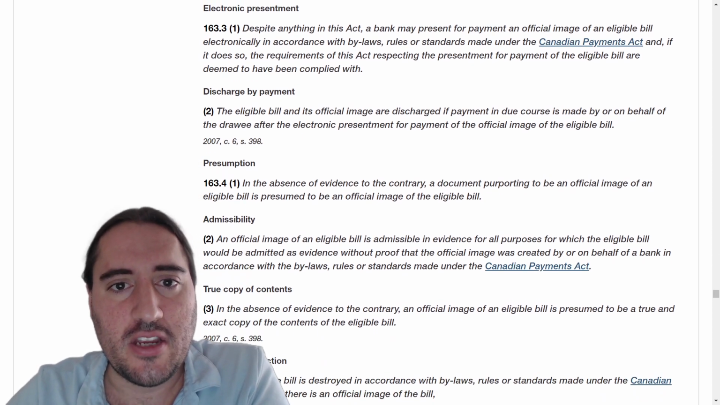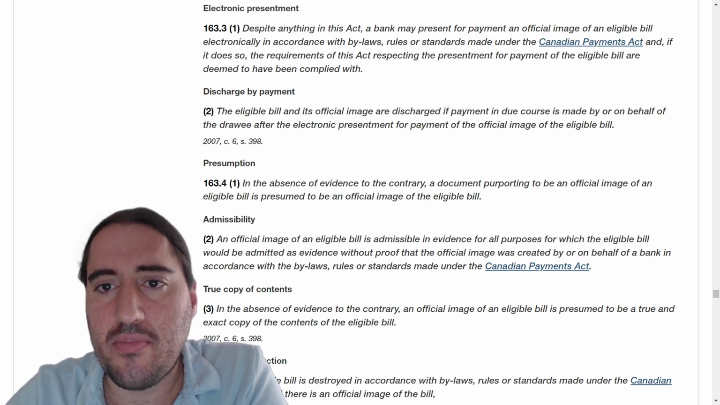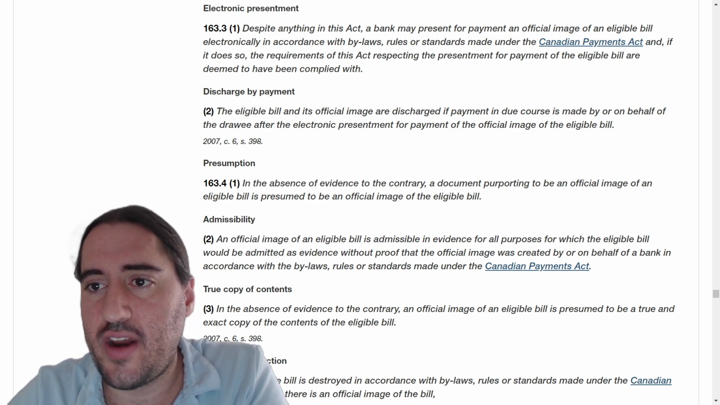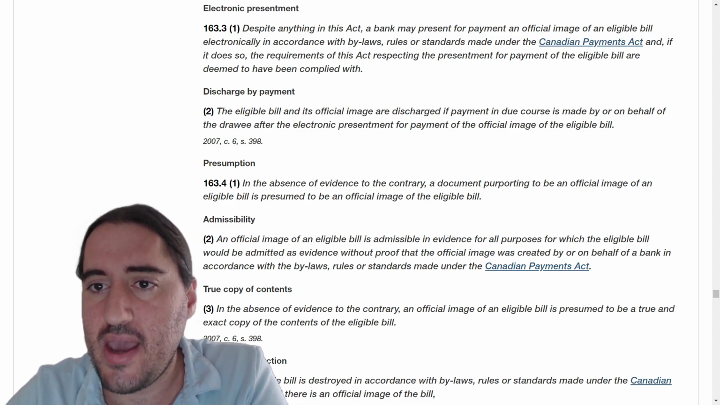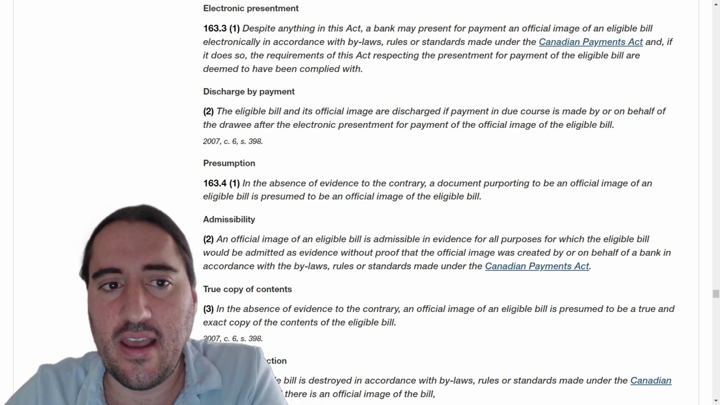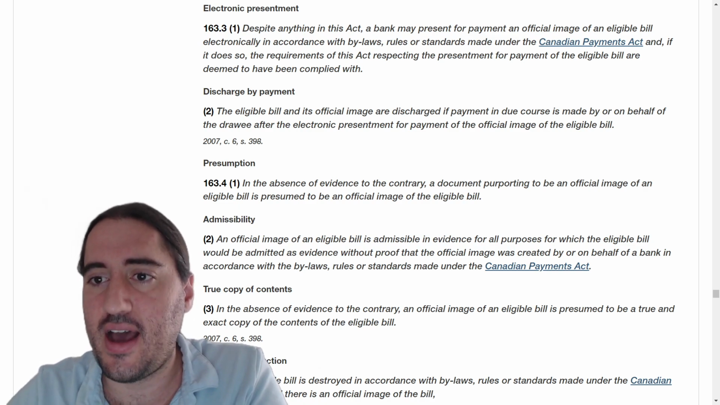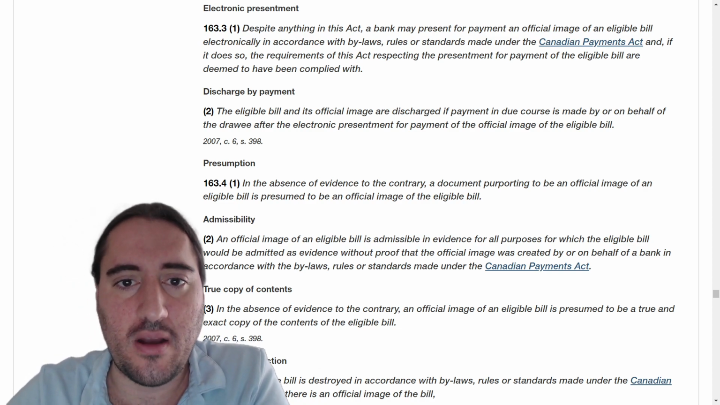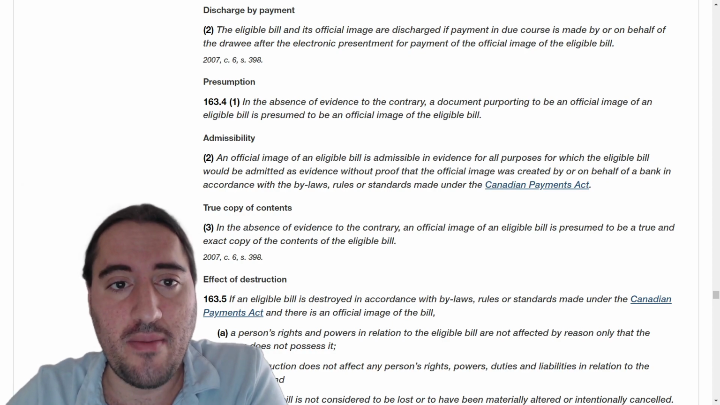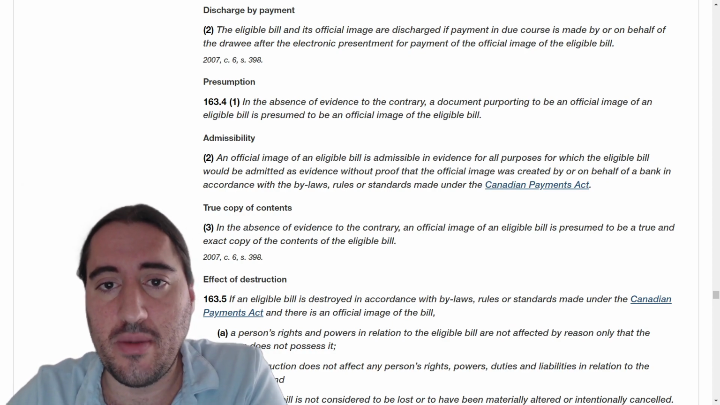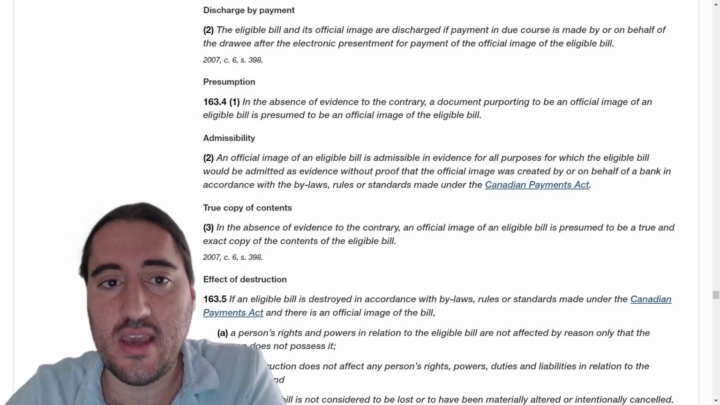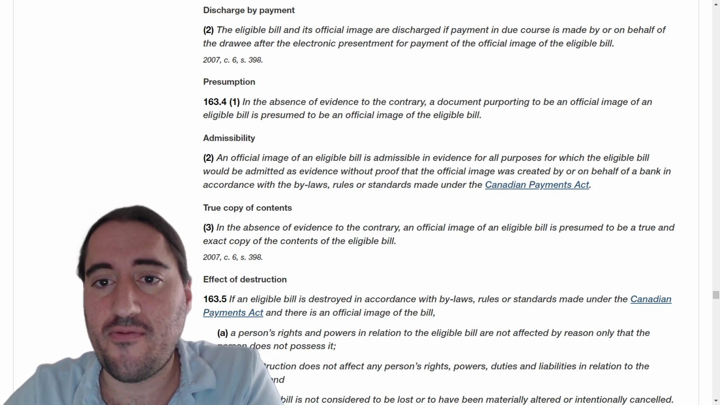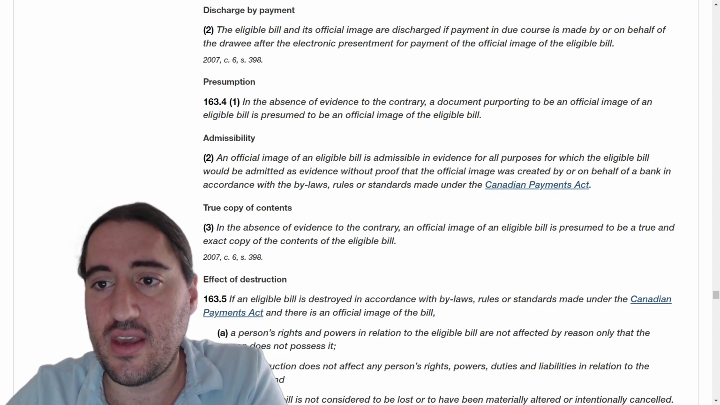Electronic presentment. Despite anything in this act, a bank may present for payment an official image of an eligible bill electronically in accordance with bylaws, rules, or standards made under the Canadian Payments Act, and if it does so, the requirements of this act respecting the presentment for payment of the eligible bill are deemed to have been complied with. Discharge by payment. The eligible bill and its official image are discharged if payment in due course is made by or on behalf of the drawee after the electronic presentment for payment of the official image of the eligible bill.